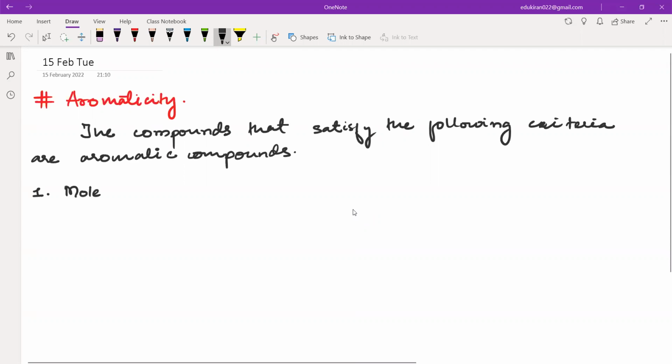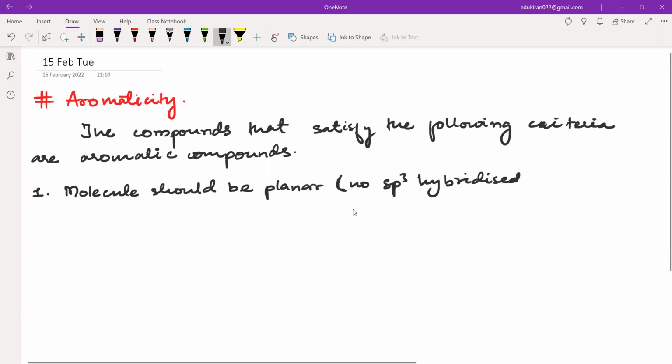Molecule should be planar. What does that mean? It means there should be no sp3 hybridized carbon, or you can say there should be no tetrahedral carbon. The carbon should be sp2, that is trigonal planar. It should be a planar structure. Second, there should be resonance, and the delocalization should be complete delocalization.